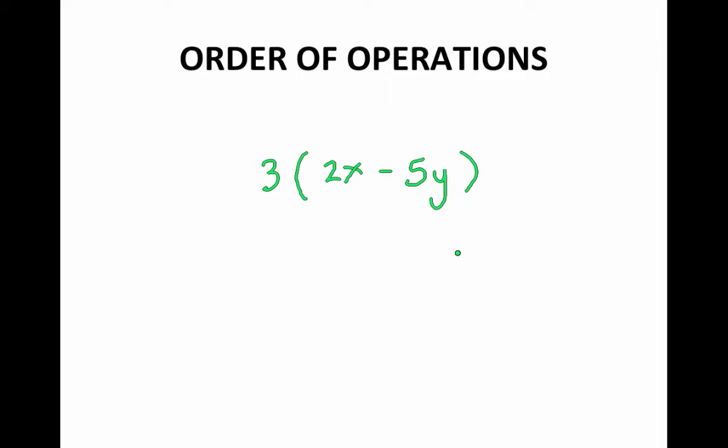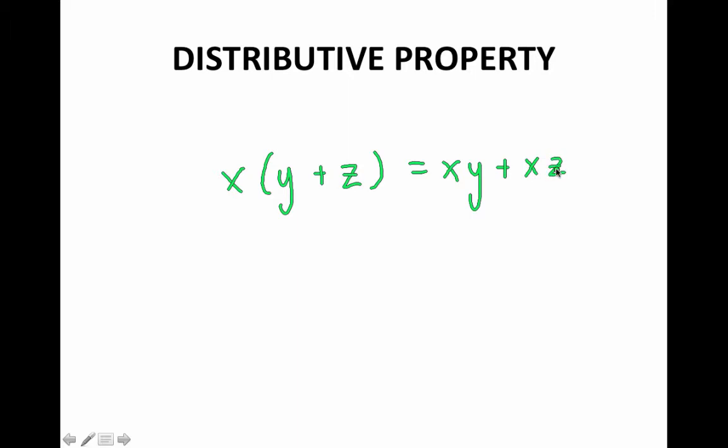So like the commutative property of addition and multiplication, the associative property of addition and multiplication, the distributive property, the additive and multiplicative identities, and the additive and multiplicative inverse properties. I specifically want to focus on the distributive property, which is that x times (y plus z) equals xy plus xz.